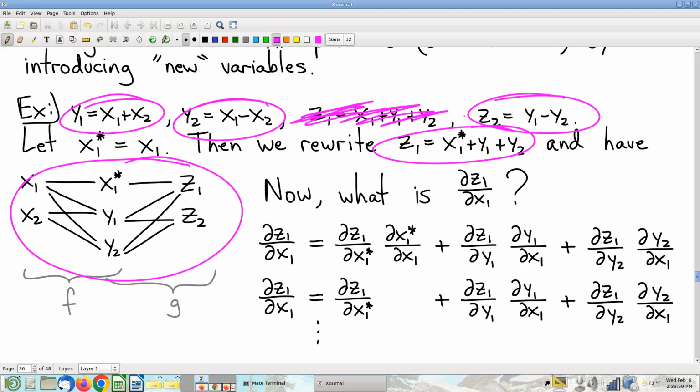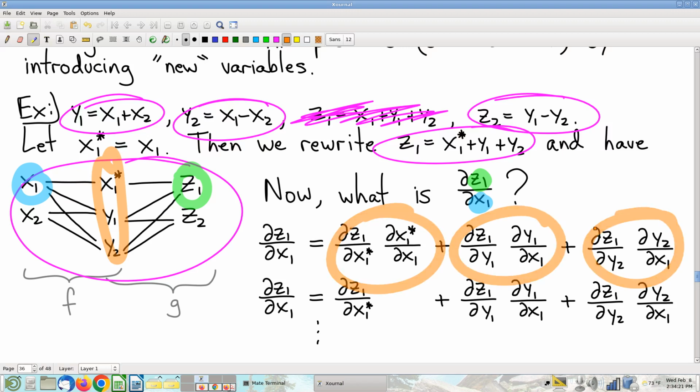And let's ask the same question that was a tragedy above. What is the partial of z1 with respect to x1? Well, z1 is here. x1 is here. No sweat. I've got 3 intermediate variables. Therefore, 3 terms. 1 for each of my intermediate variables. Nothing to it.